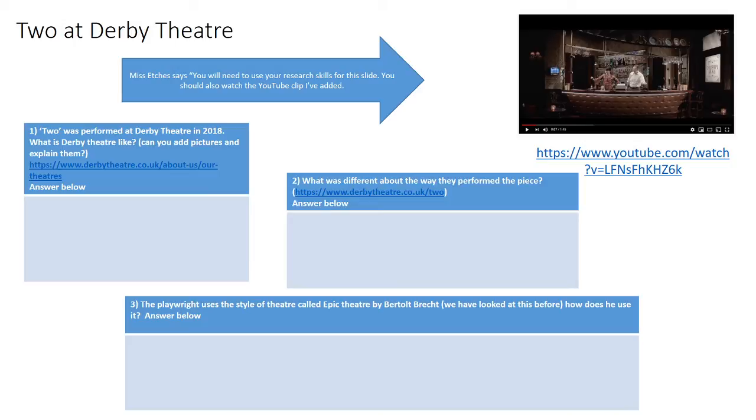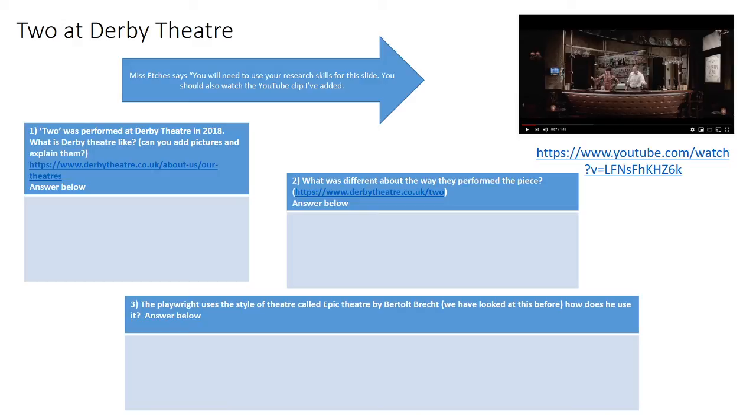For question 2, what was different about the way they performed the piece? Again, I've put a link underneath to a website where you can find that information. You can also, for those higher level thinkers, be thinking about the clip that you've watched in the top right hand corner. So, what was different? What was not necessarily naturalistic about the play? How did they perform it? Remember that adding examples and explaining and giving reasoning for your answers will get you that higher level.